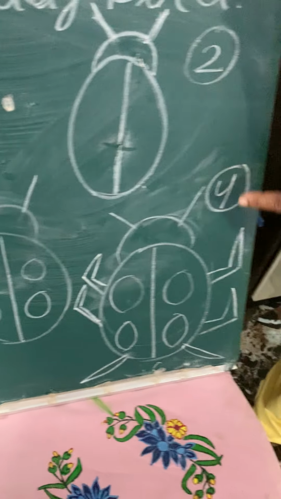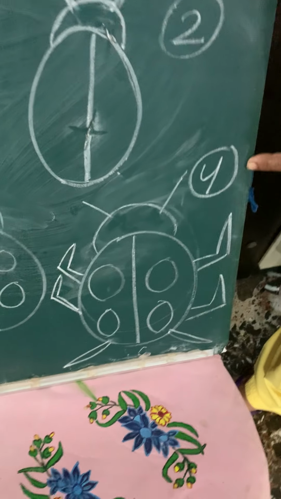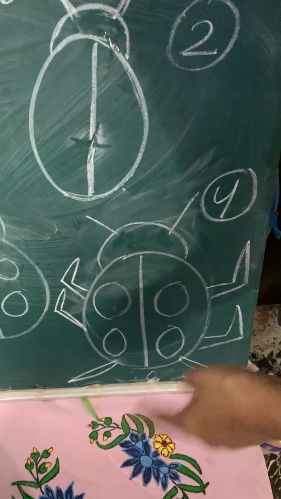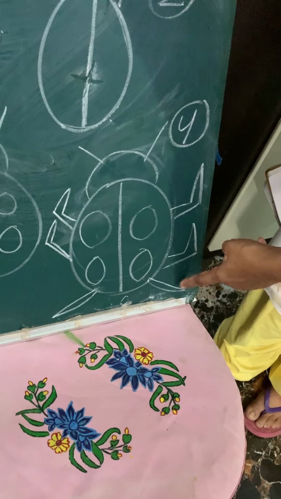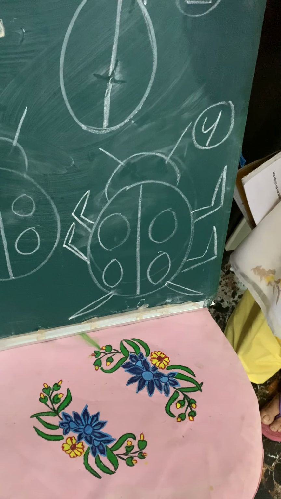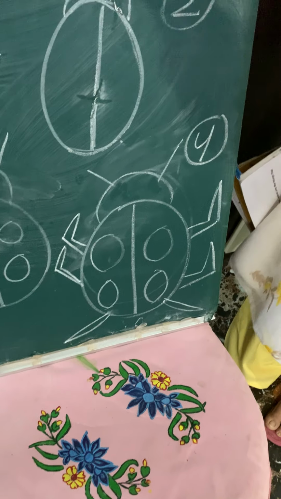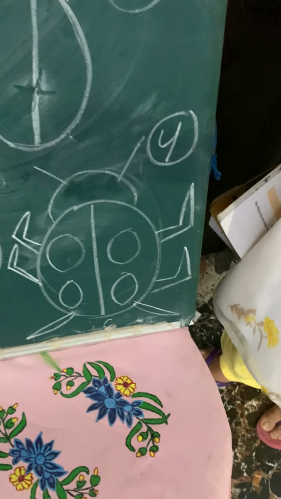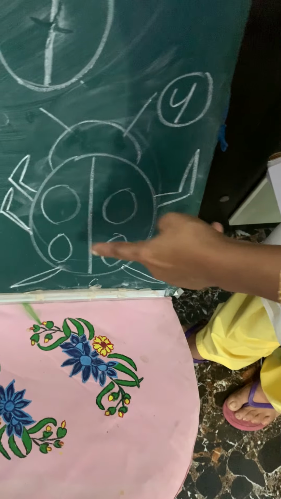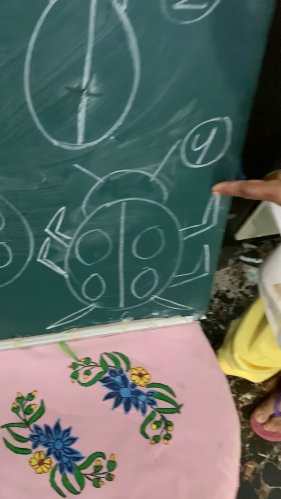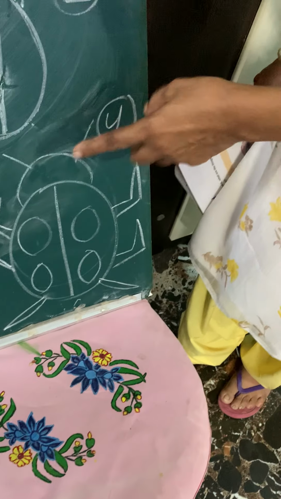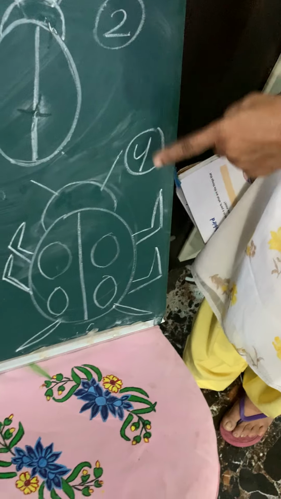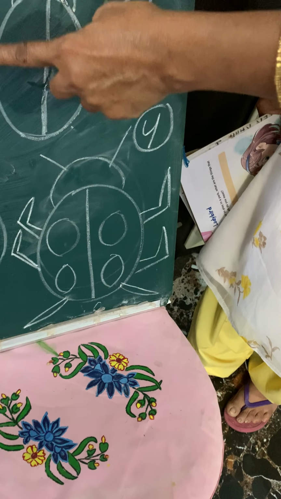In our fourth step, what are the extra things we do? We draw here 6 legs. 1, 2, 3, 4, 5, 6. How many legs does a ladybird have? A ladybird has 6 legs. That's why I draw 6 legs on the body of the ladybird. So you have to draw this picture in your English copy.